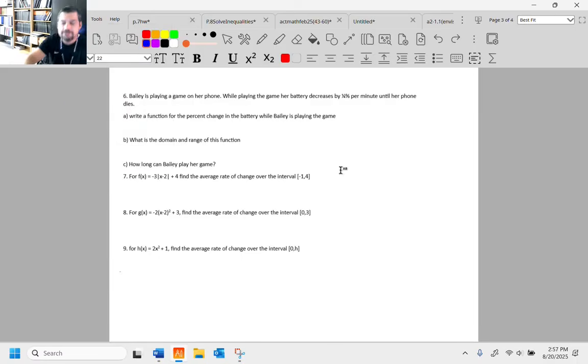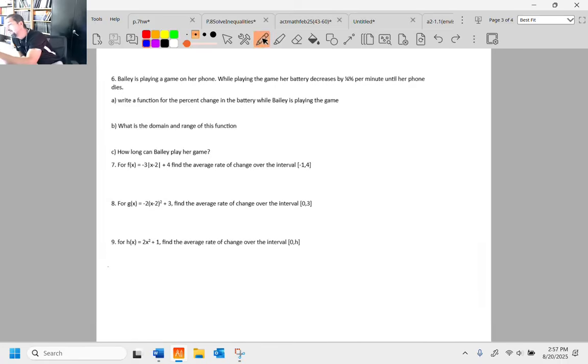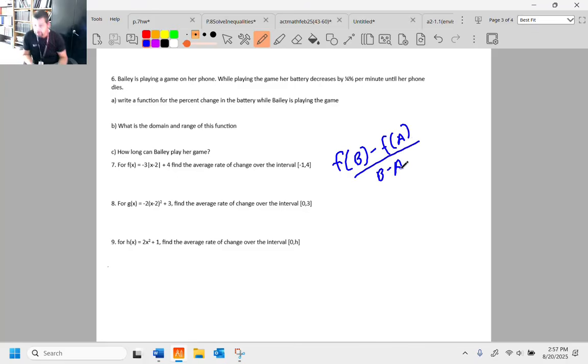So the formula for average rate of change is going to be f of b minus f of a, sitting pretty over b minus a. That's the formula for average rate of change. It's not a hard little formula. You get a and b from the interval. First one's a, second one's b. And we're just going to plug in.